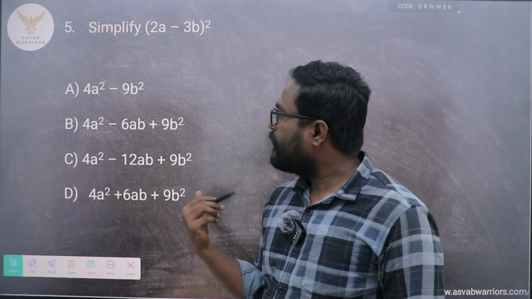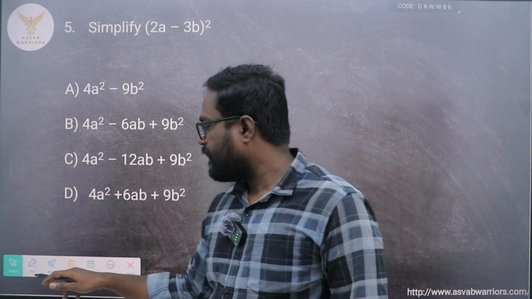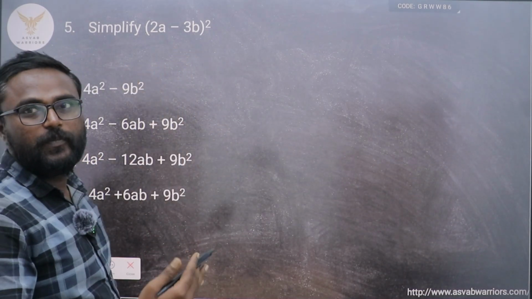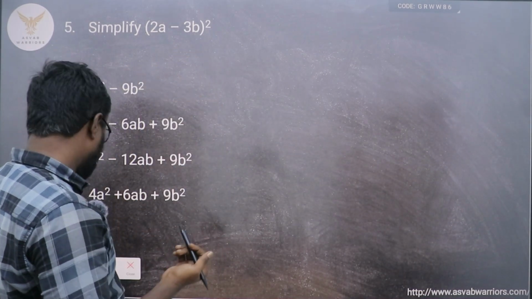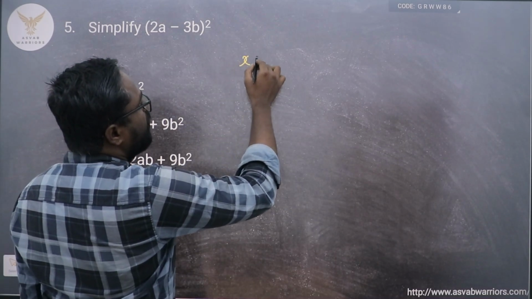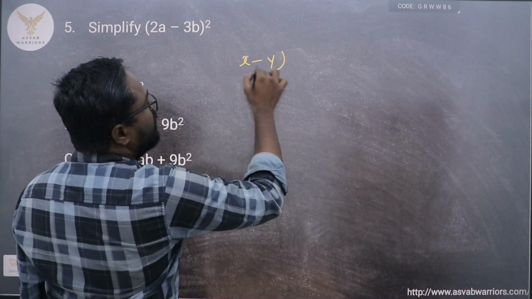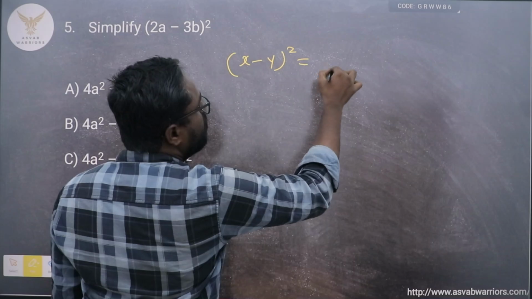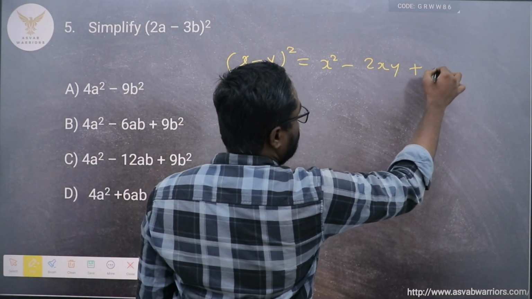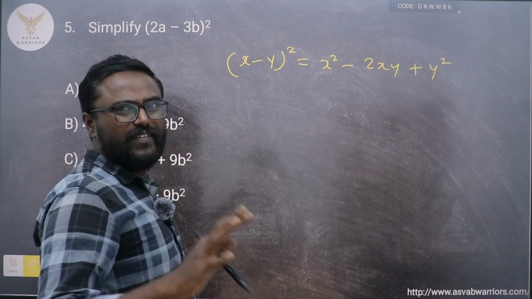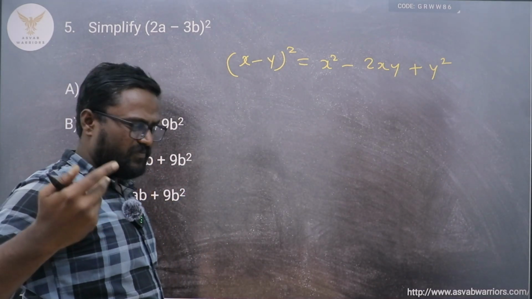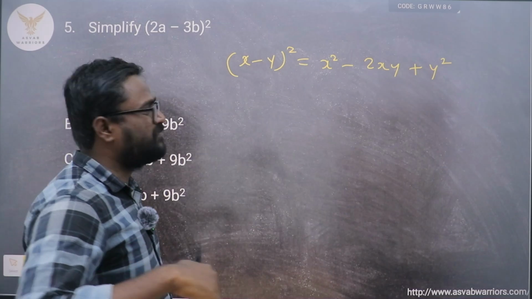Let's move on to the next question, which says simplify (2a − 3b)². So what do we do? We basically write down the identity. I'll write it in the form of the identity (x − y)² = x² − 2xy + y². You can change the variables from a to x, b to y. Any variable of your choice you can take.